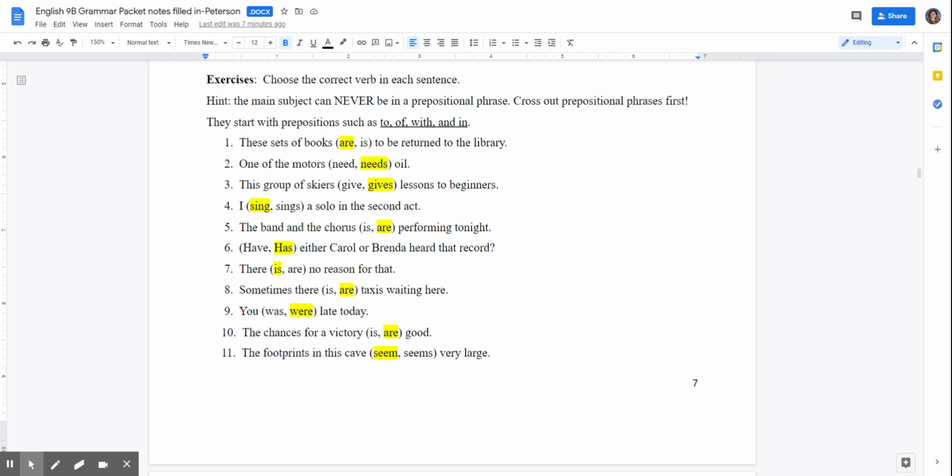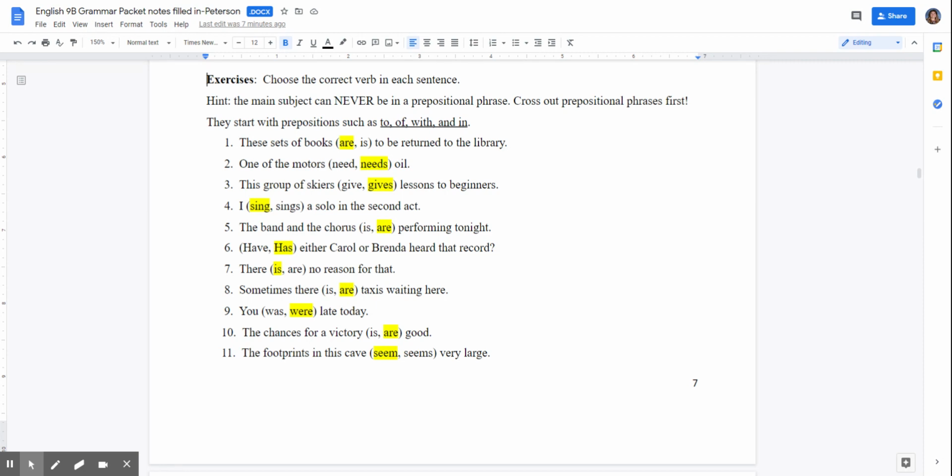Six, has either Carol or Brenda heard that record? Okay, so again, treat it as singular. Seven, there is no reason for that. Reason is singular, is the singular. Eight, sometimes there are taxis waiting here. Taxis is plural, plural verb. Nine, you were late today. Again, you will always use the plural verb.